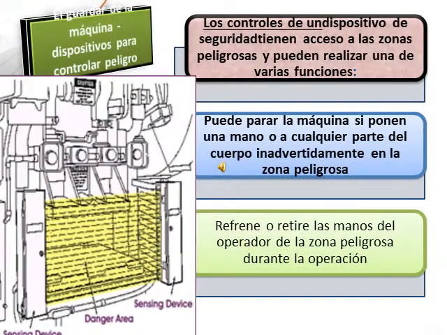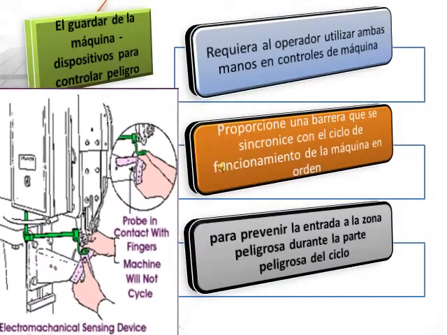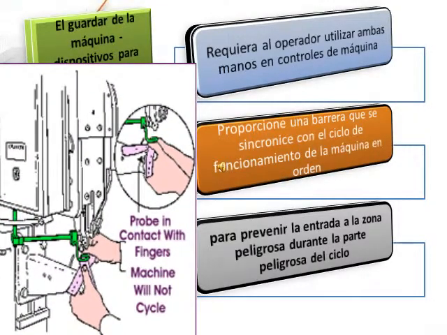A safety device controls access to danger areas and may perform several functions. It may stop the machine if a hand or any part of the body is inadvertently placed in a danger zone. It may restrain or withdraw an operator's hands from the danger area during the operation. Machine guarding with devices that control the hazard will require the operator to use both hands on the machine controls. They will provide a barrier which is synchronized with the operating cycle of the machine in order to prevent entry into the danger zone during the hazardous part of the cycle.